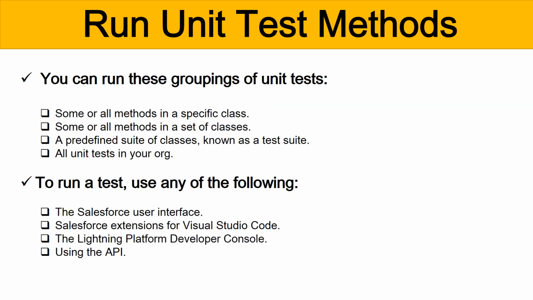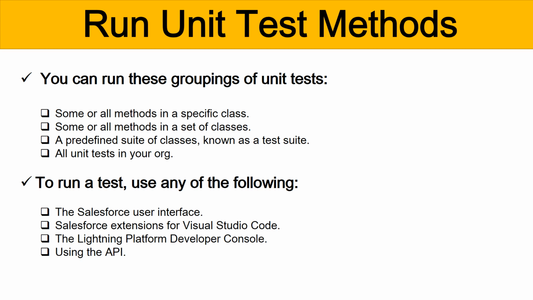To verify the functionality of your Apex code, execute unit tests. You can run Apex test methods in the Developer Console, in Setup, in the Salesforce extensions for Visual Studio Code, or using the API. You can run the following groupings of unit tests. Some or all methods in a specific class. Some or all methods in a set of classes. A predefined suite of classes, known as a test suite. All unit tests in your org.